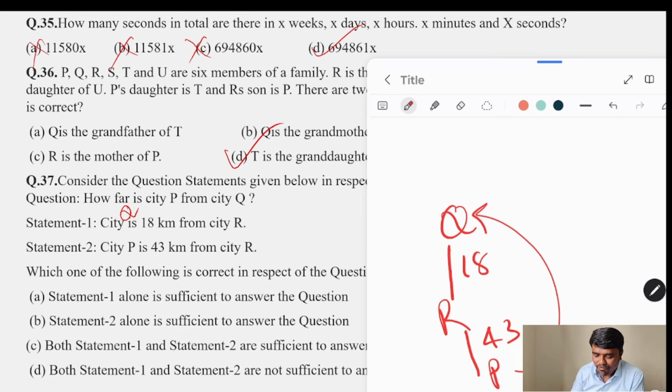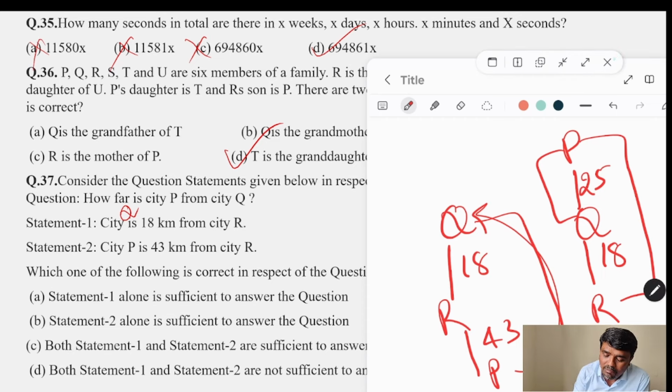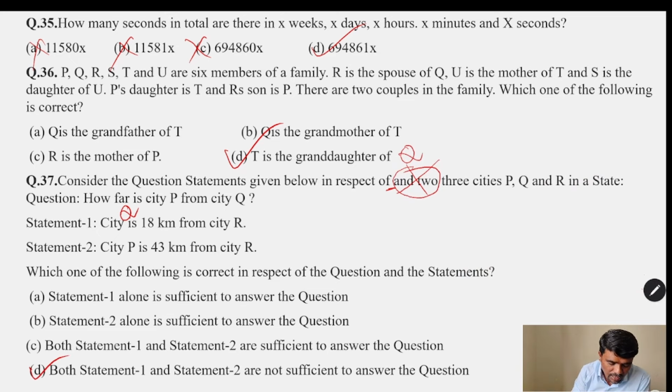As it looks, it is very simple. 43 plus 18 is the answer. But how do I confirm that P is on that side of R? Between P and R the distance is 43, which doesn't mean that P is on this side only. There might be other possibilities. R is here and P is here, where this gap is 43 and here 18. What is the remaining? 25. 25 plus 18 is 43. So this is also a possibility. In that case, the P and Q distance becomes 25. In this case, the P and Q distance becomes 43 plus 18. That means using two statements also I am not able to confirm or determine the distance between P and Q. Option D is the right answer.